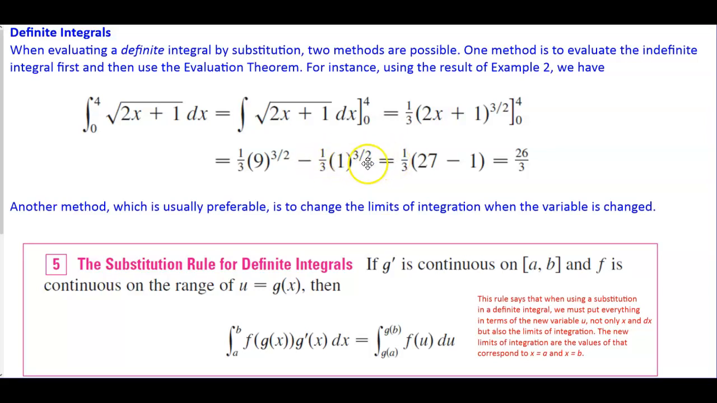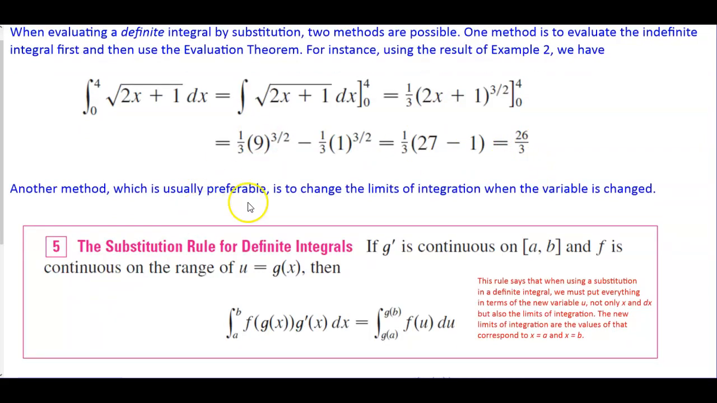So we can factor out the 1/3. We know that if we take the square root of 9, which is 3, and raise it to the third power, we get 27. And if we do the same thing for 1, we get 1. So we get 1/3 times 27 minus 1, which is equal to 26 over 3. Now, another method, which is usually preferable, is to change the limits of integration when the variable is changed.